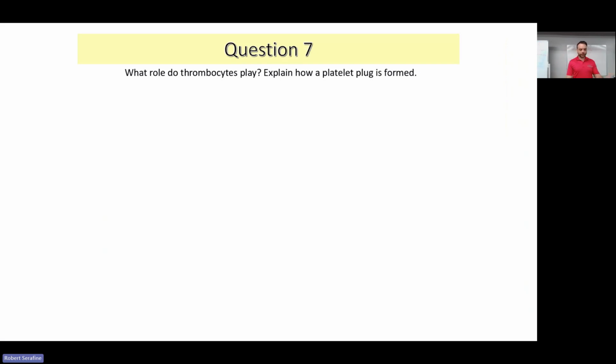Well, first, if we break down the word throm, if we broke down any of the previous words, erythemia, right? Eryth means red. Leuc means white. Cyte means cell. So erythrocyte literally means red cell. Leukocyte literally means white cell. Thrombocyte, well, throm means blood clot, means to clot. So thrombocytes are the blood clotting cells of the cardiovascular system, and they're responsible for creating platelet plugs.